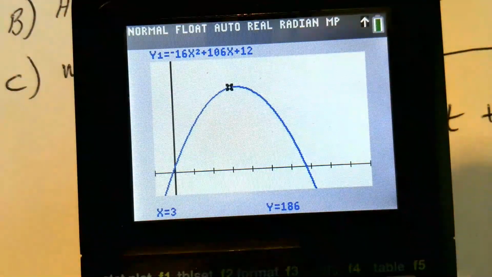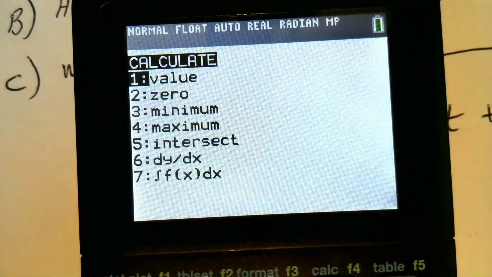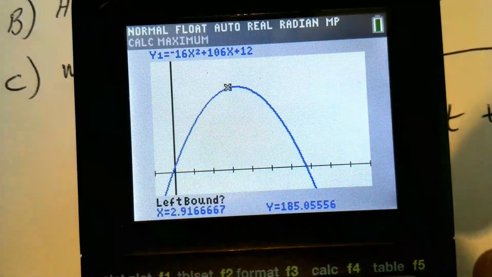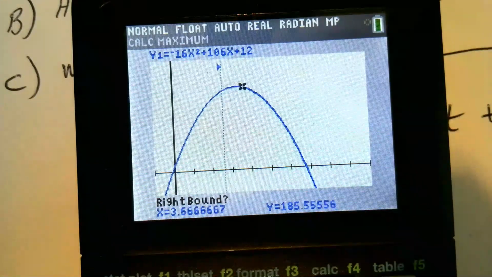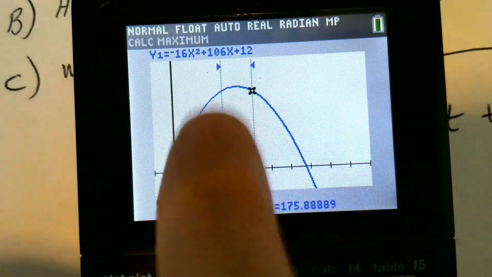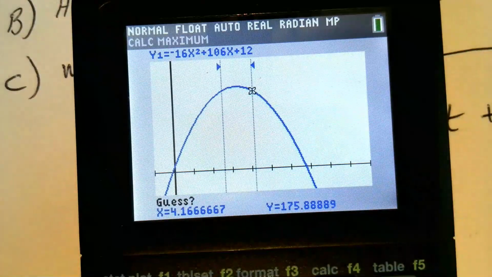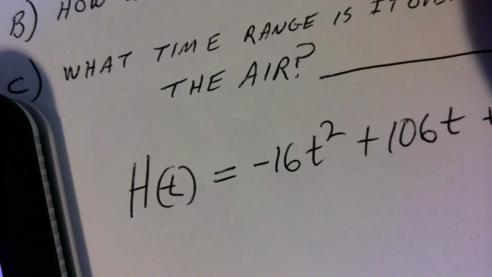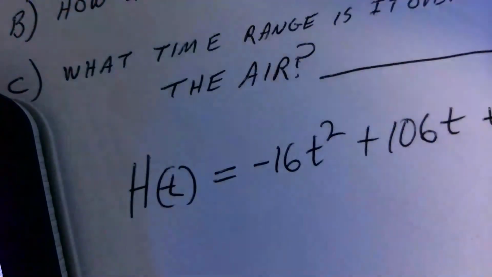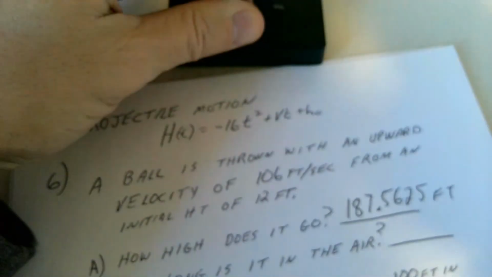So I hit second, trace, and I choose number 4. That's a maximum. I move my cursor to the left of the high point. I hit enter. I move my cursor to the right of the high point. I hit enter, and it'll show me whatever is the point in between these two things that's the highest. I hit enter one more time, and you can see it's 187.5625. So I go ahead and write that in, 187.5625 feet. There's my answer. Good.